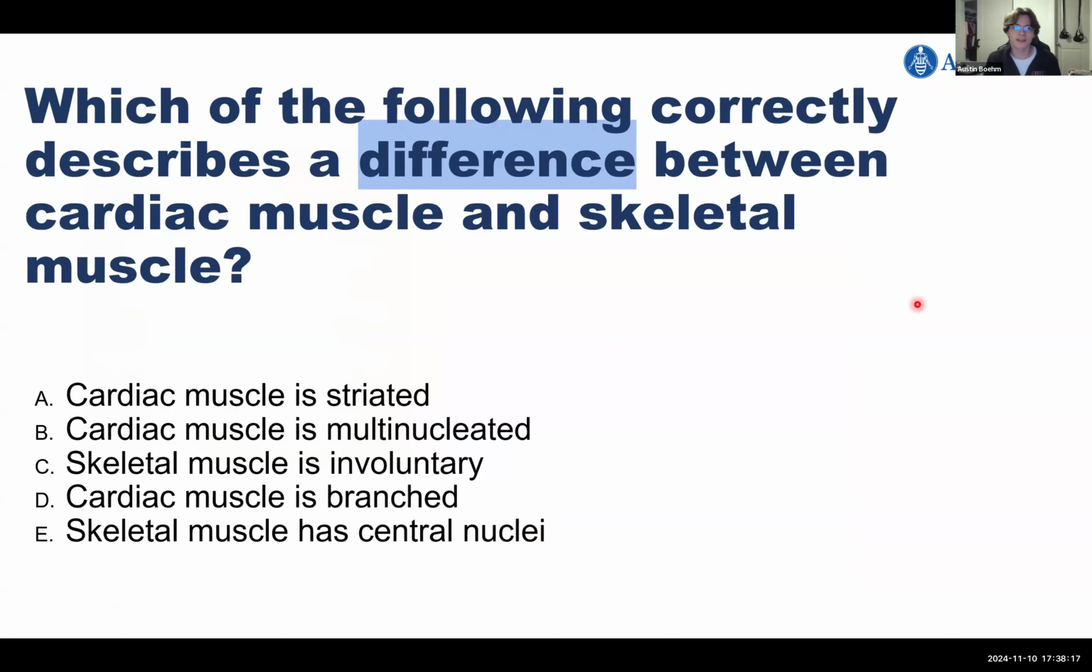Now, before I get into details about all the differences, I wanted to ask another question. I'm a big fan of questions to get a gauge for what you guys think, because if I ever miss a question, I always remember that better than if I just hear something the first time. So this time, which of the following correctly describes a difference between cardiac muscle and skeletal muscle?